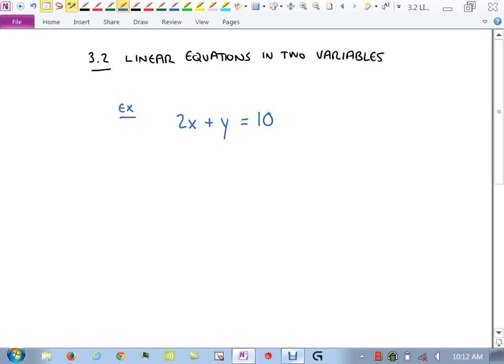Now, what makes it an equation? The equal sign, right? Okay. What makes it two variables? Well, the x and the y now, right? Two different variables. What makes it linear? That's important.